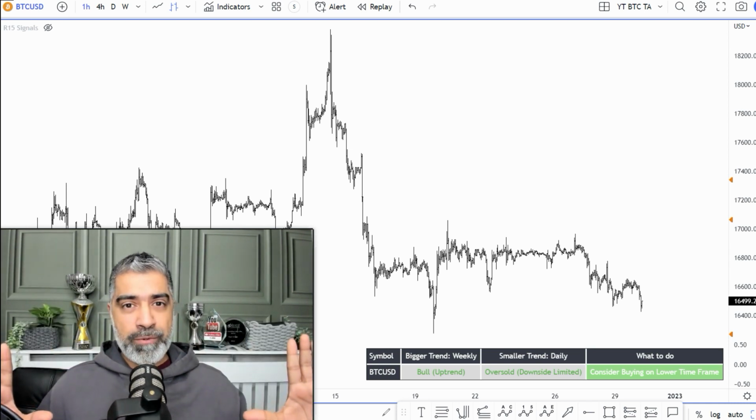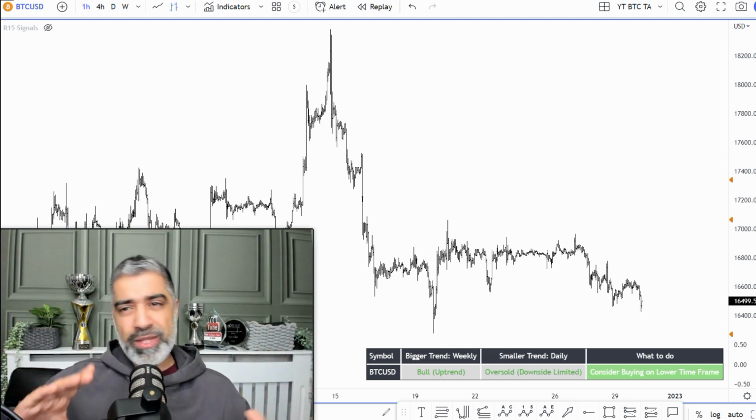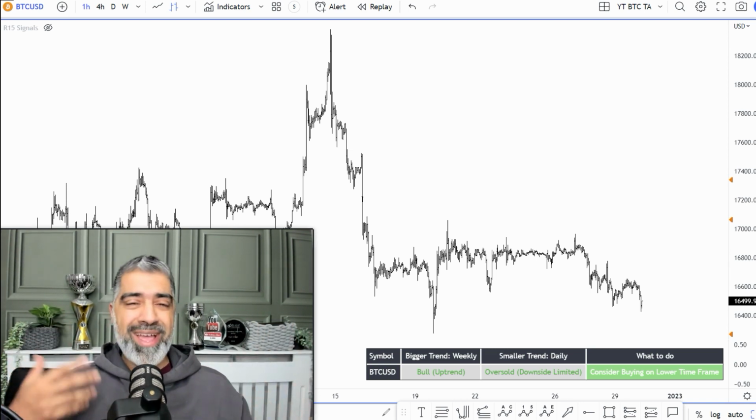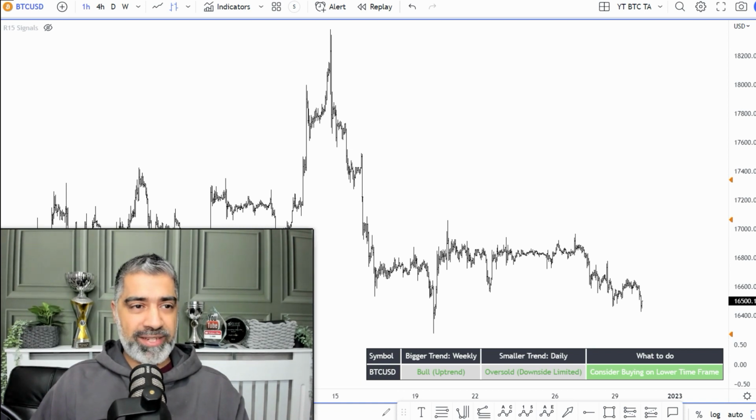So, first, I'm going to do it high level, and then we're going to go into a bit of detail. And then we're going to use a couple of platforms to actually show how to place a stop loss with some of the core basics.